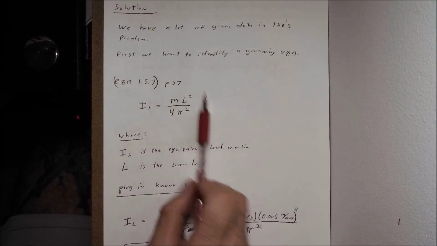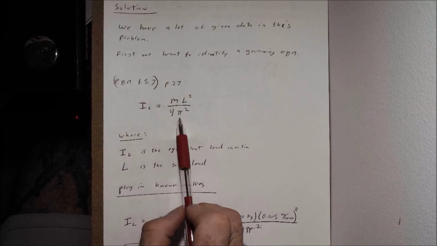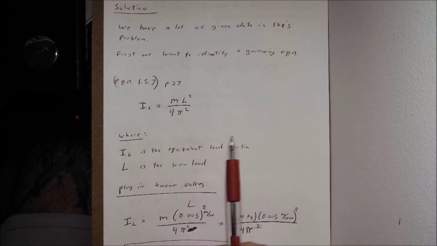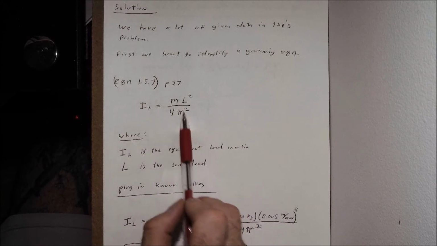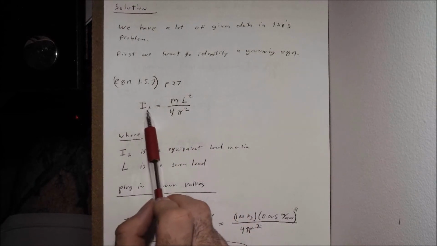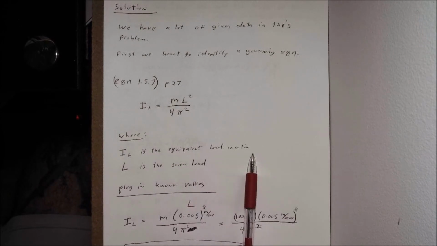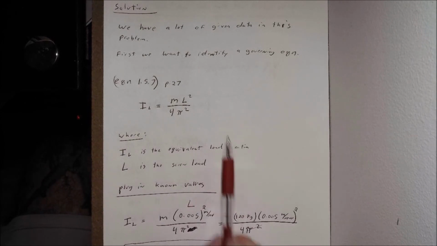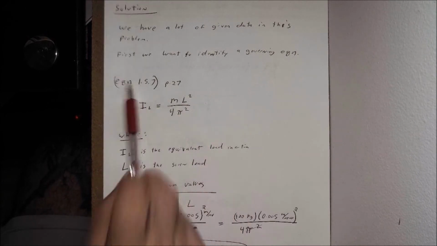I take a look at this relationship here. Our I sub L is equal to ML squared over 4 pi squared, where I know I have my mass given to me in the problem. I know I have my L value given to me in the problem. These are constants that I can plug right in for. So therefore, I can plug directly into this and solve for my equivalent load inertia. So that's the next step in this problem here, is take this governing equation. I like to leave it written out in terms of variables. Say exactly where it is.